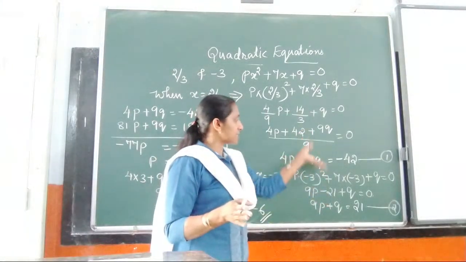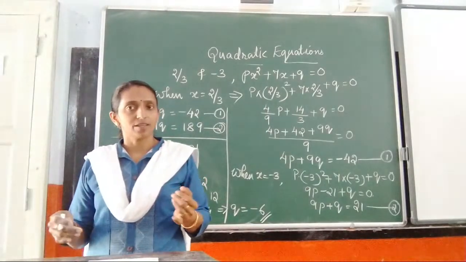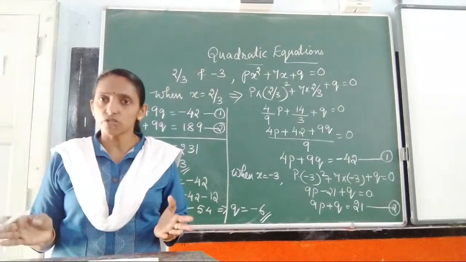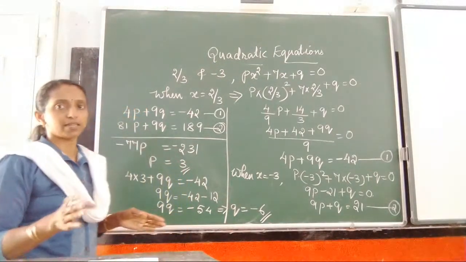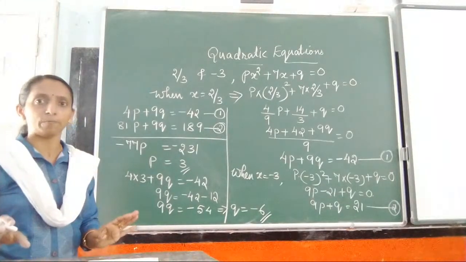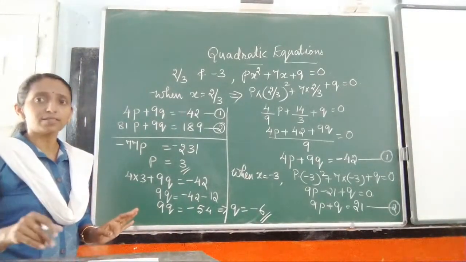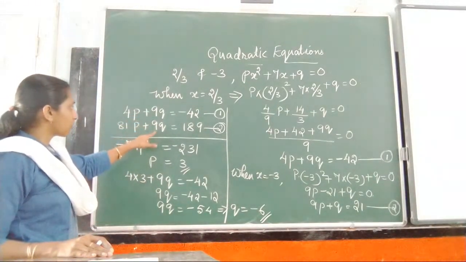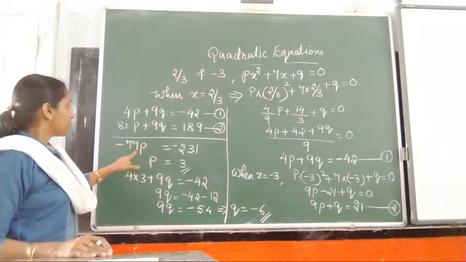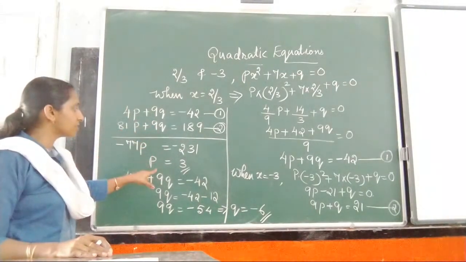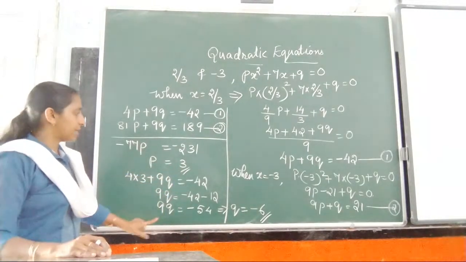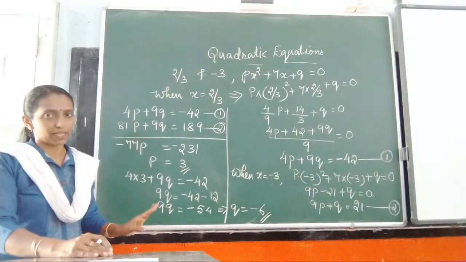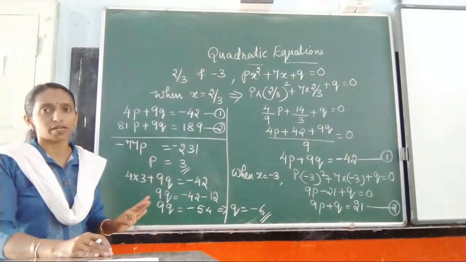After getting the second equation, we have three methods: elimination method, cross multiplication method, as well as substitution method. You can apply any one method, but normally we will apply only the elimination method. By using the elimination method, by making the coefficients of q the same, we have solved the values and we got the value of p as 3 and q as minus 6. So this is one of the applications of the roots of the quadratic equation.